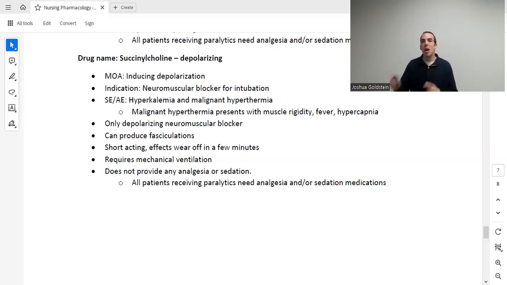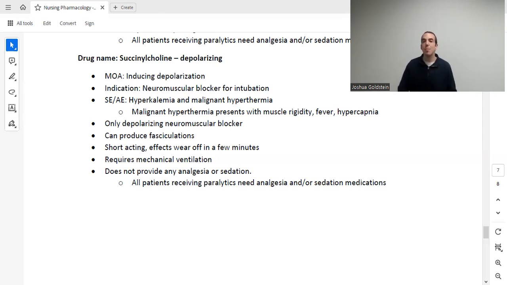Why? Because this drug, unlike the previous one, only works for a few minutes, because it's only going to work as long as it takes all the cells to repolarize. So really all it's good for is intubation. If we need any length of time that we need the patient to be paralyzed, this is not the option. We need to go to one of the non-depolarizing paralytics, such as rocuronium or vecuronium. This drug specifically, succinylcholine, has two adverse effects that are very well known, very common on tests, and make sure you know it, and that is hyperkalemia and malignant hyperthermia.